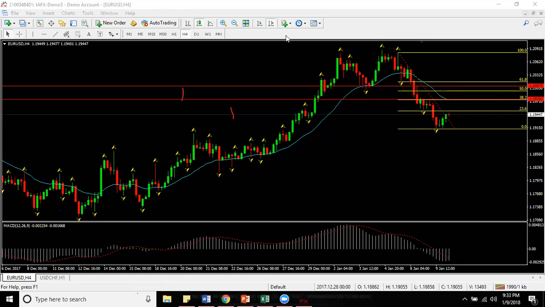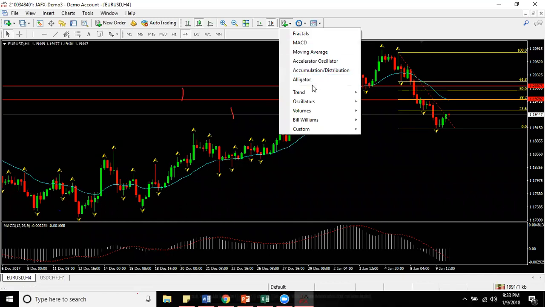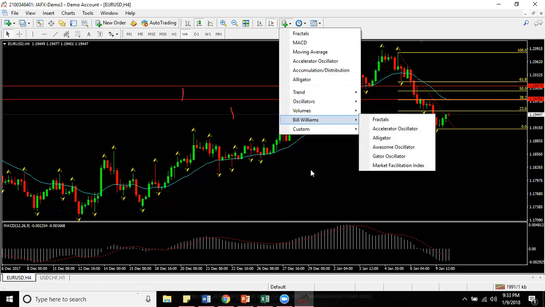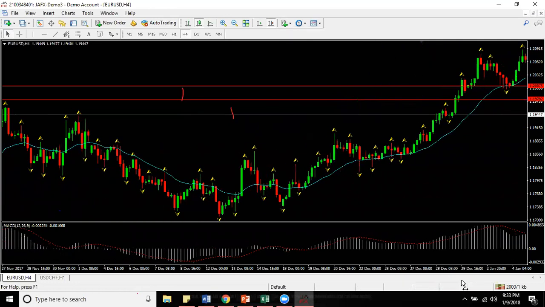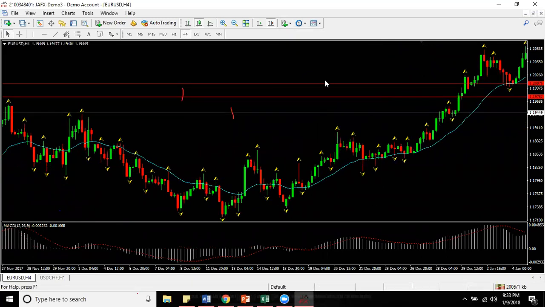But for the fractals, go to the page with the green plus, click on it, go down to Bill Williams, and hit fractals. And what these fractals are doing, they're highlighting all the swing points for you. You guys are welcome.